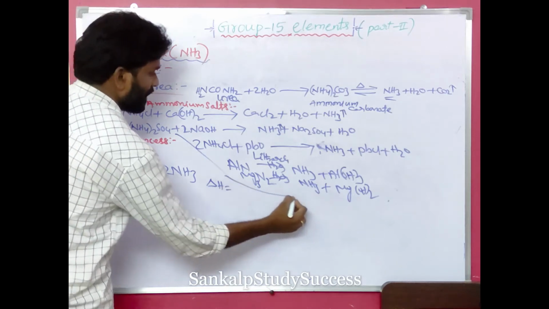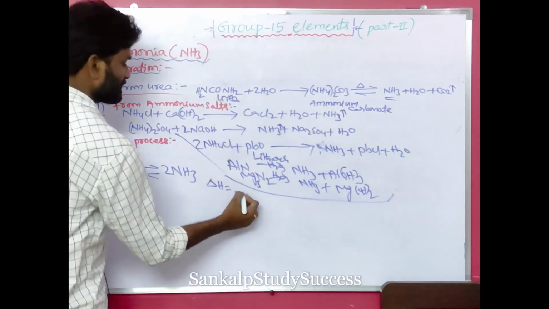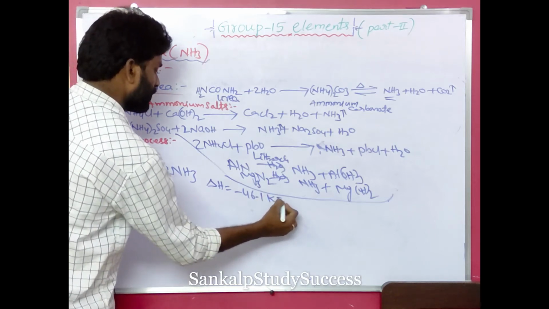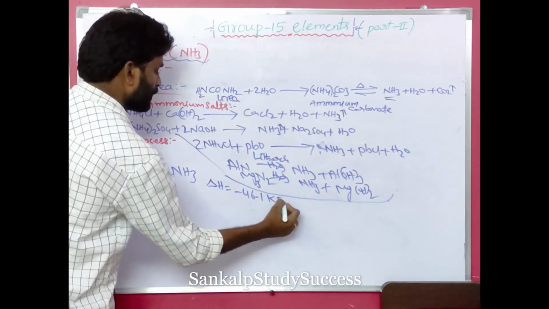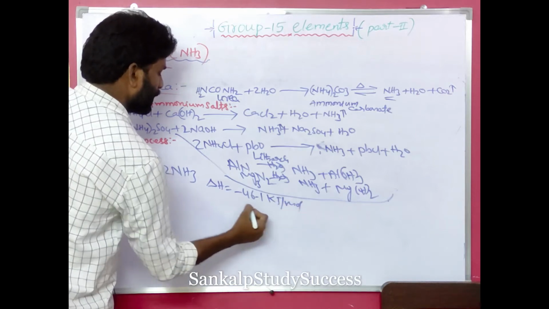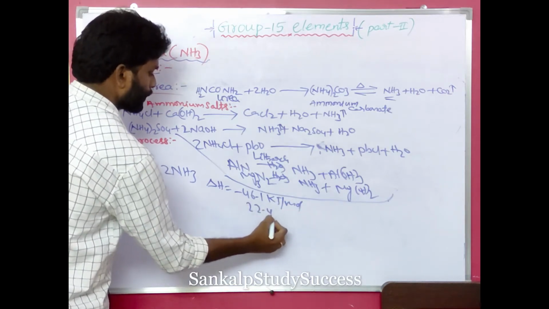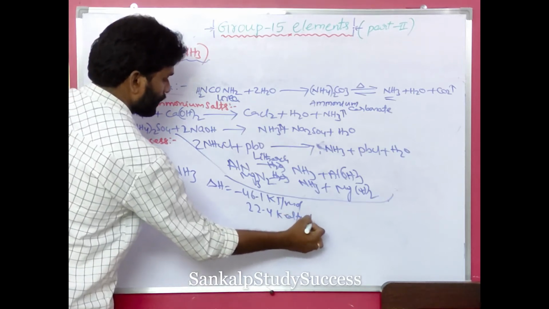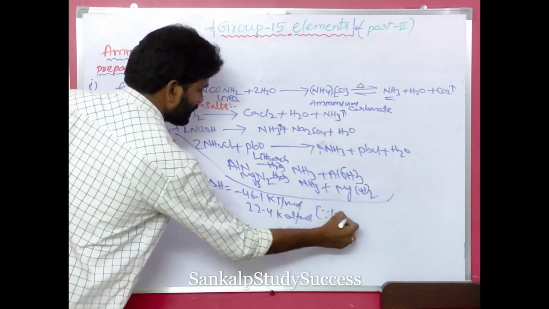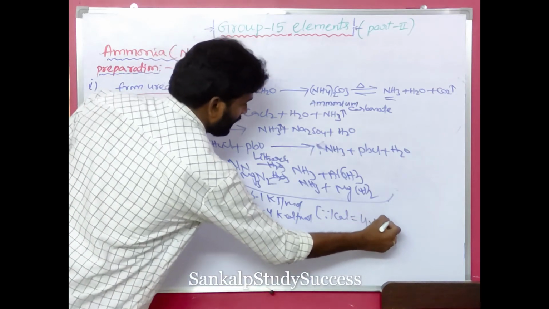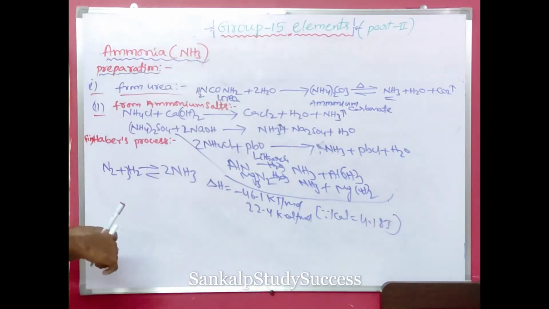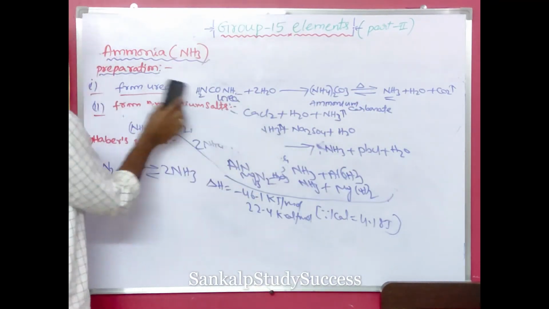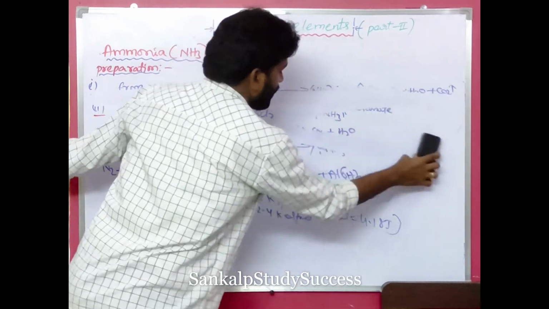Here, how much heat is released? Minus 46.1 kilojoule per mole, or 22.4 kilocalories per mole. We know that 1 calorie is equal to 4.18 joules. So this is the Haber process method.